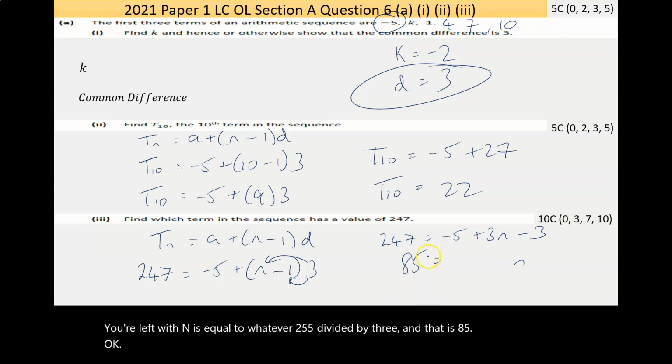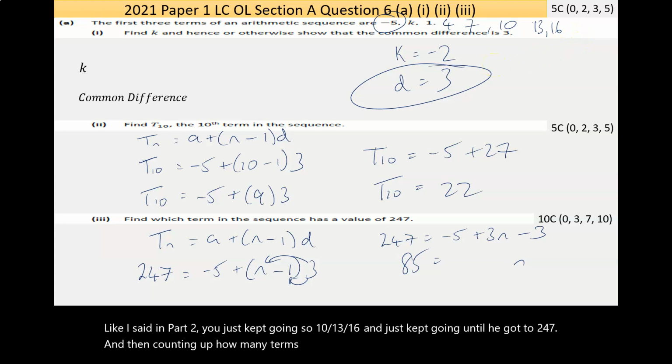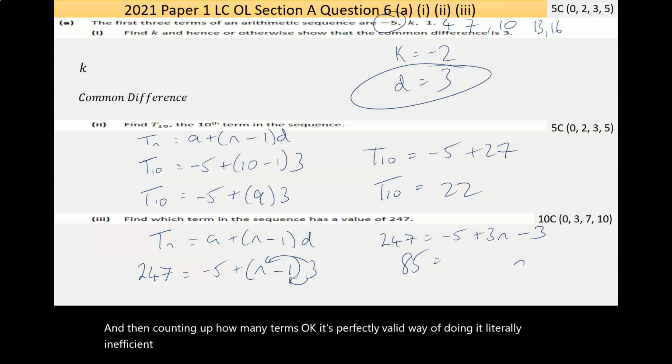Now in a sense, you could have kept counting up. Like we said in part 2, you could have kept going: 10, 13, 16, and just kept going until you got to 247, and then counted up how many terms. Okay, it's a perfectly valid way of doing it. A little inefficient, but perfectly valid, and we get full marks.